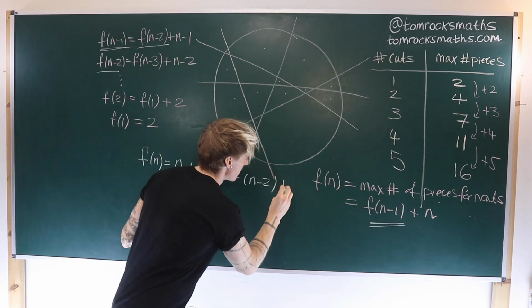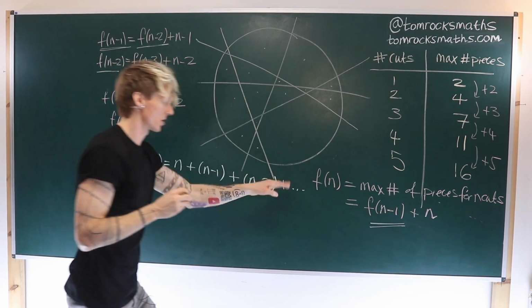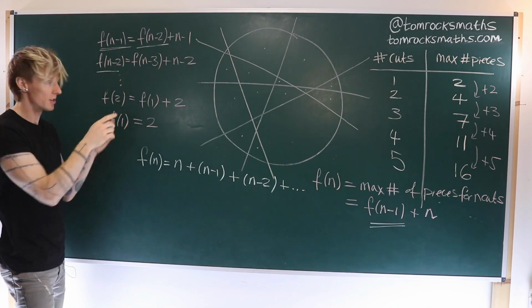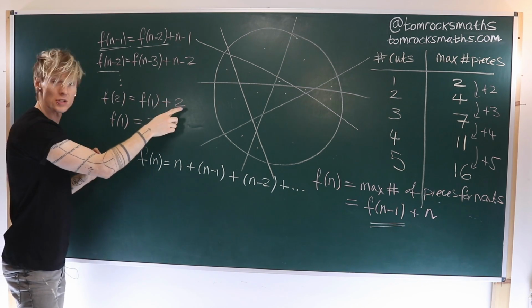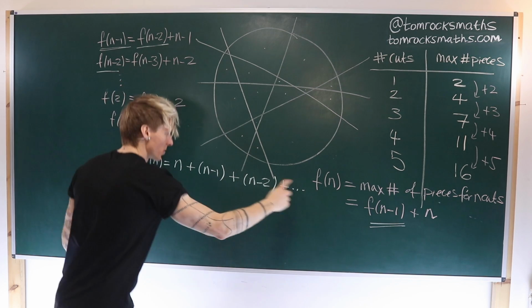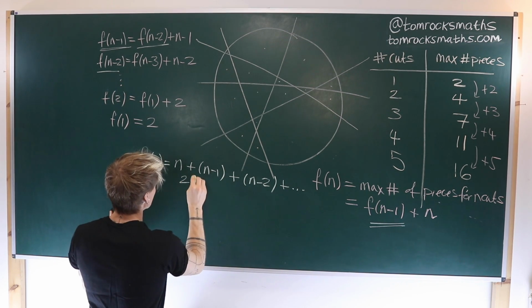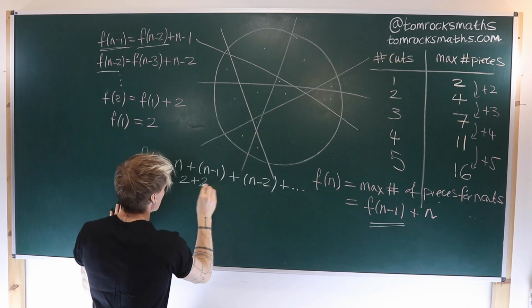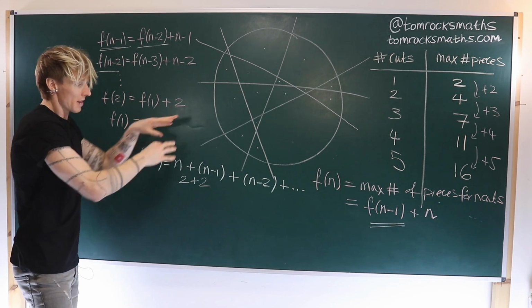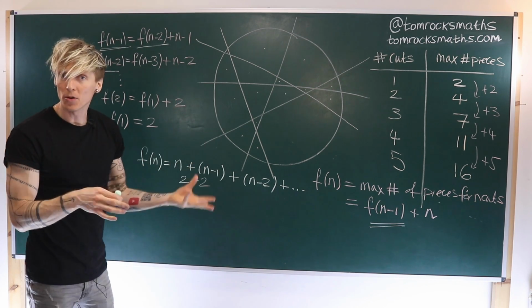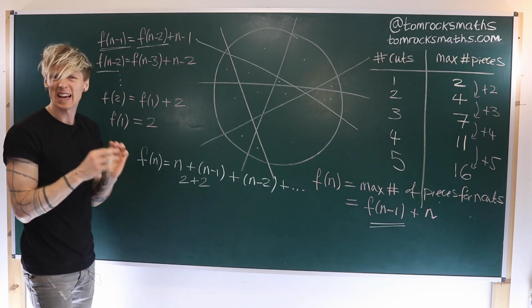So this will be plus dot dot dot. We will eventually, just as we did here, get down to f of 2, which is f of 1 plus 2, which is 2 plus 2. So this will continue with the numbers decreasing by 1 until we get to 2, and then we add 2 at the very end.